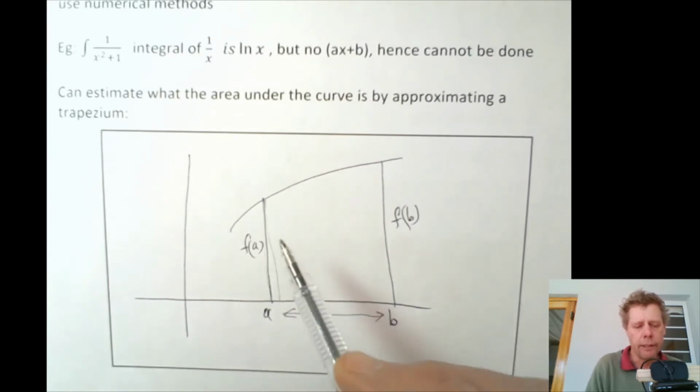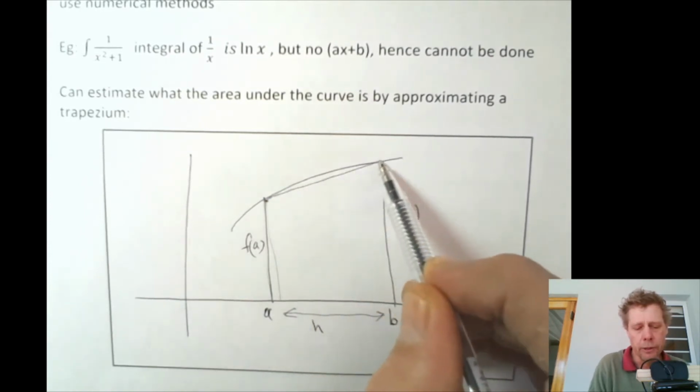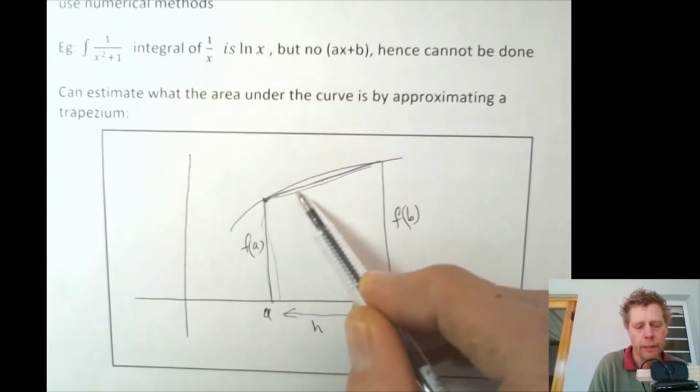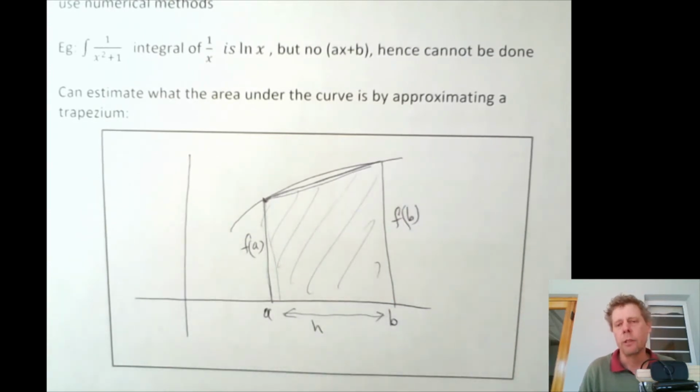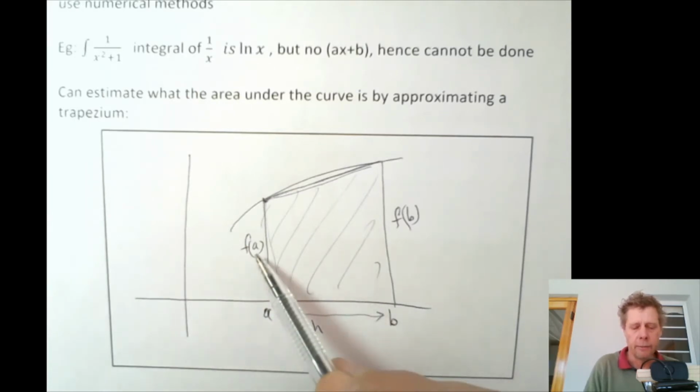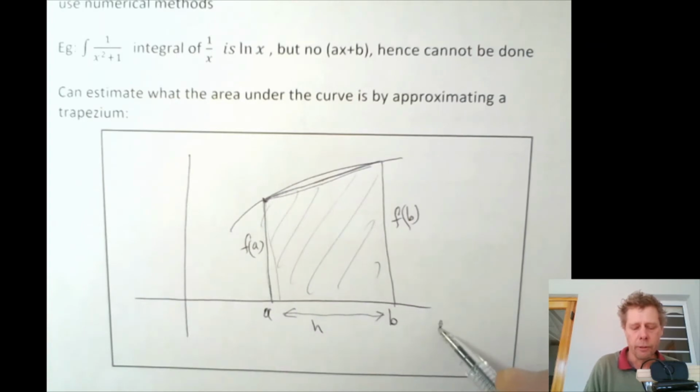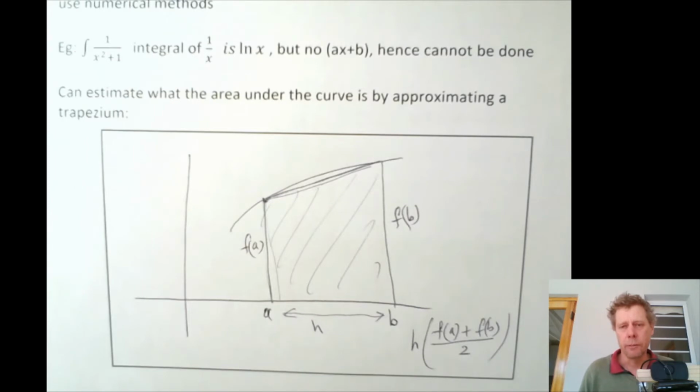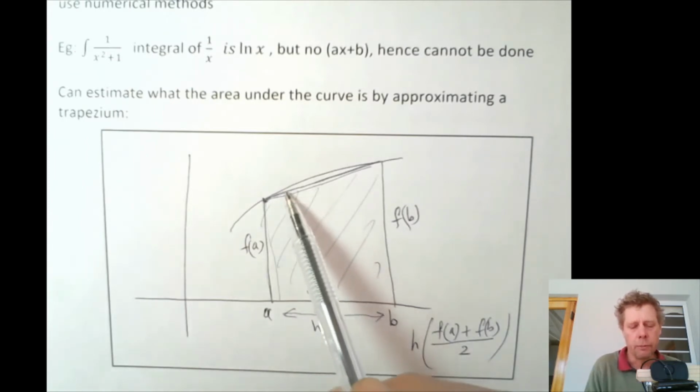Now, if we wanted to find the area, why don't we just approximate our curve using a straight line here? If we were to work out the area of this trapezium, we'd be estimating the area under our curve. So what is the area of a trapezium? Well, we know it's simply the height times the average of these two. So it's f of a plus f of b divided by 2, and then the whole thing times the height. And so we can approximate the area under the curve. But don't forget we're missing this little piece over here.